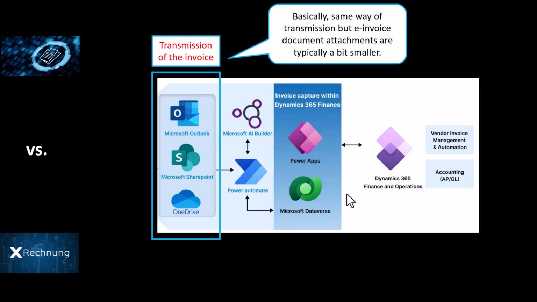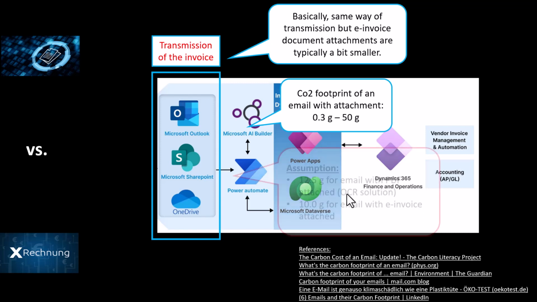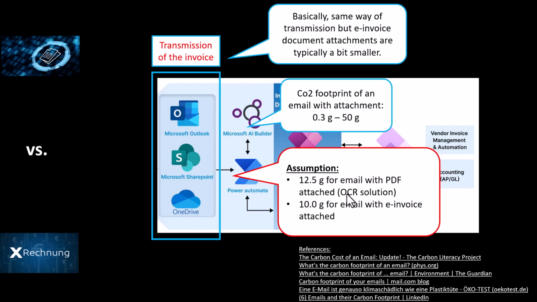So what I investigated is how much is the CO2 footprint for an email with an attachment. And I found a couple of studies that I will show later, where they say between 0.3 and 50 grams of CO2 emissions, and the more recent papers say around 10 to 15. Then I said, okay, let's make an assumption for the PDF attachment, which is typically a bit larger. We take 12.5 grams and 10 grams for the email with the X-invoice or electronic invoice attached. So not a big difference.